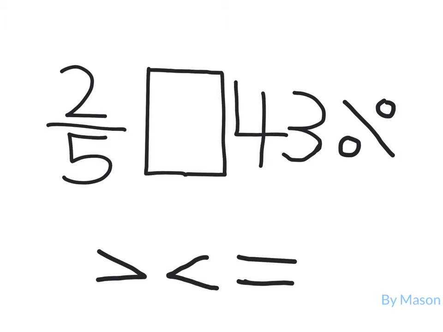Hey guys, today I'm going to be showing you how to tell if 2 over 5 is bigger than 43%, or 43% is bigger than 2 over 5. This sign means that 2 over 5 is bigger than 43%, and this sign means that 43% is bigger than 2 over 5. And obviously this sign means that they're both equal.